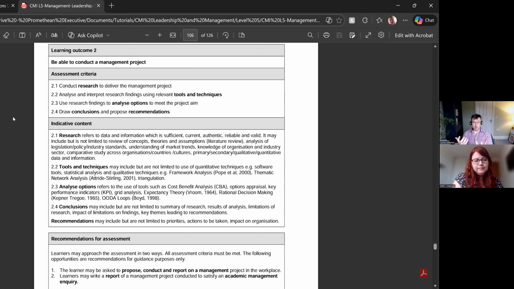So it could be statistical management, for example. It could be framework analysis, triangulation. There should be something in there that shows that you've taken the base data, the raw information, and done something useful with that to interpret what the findings really mean.